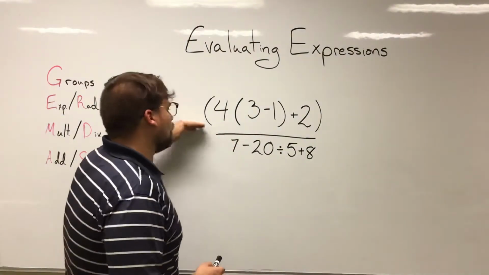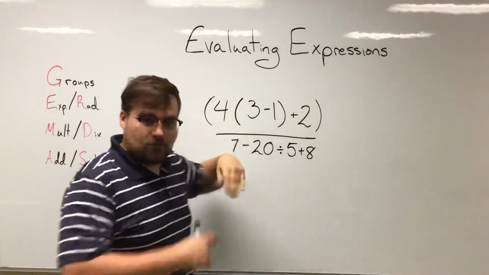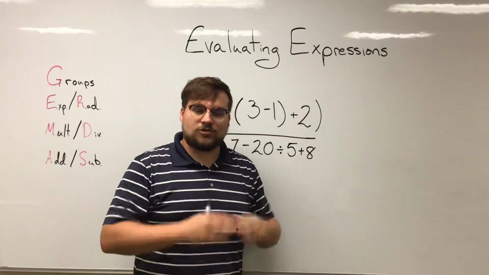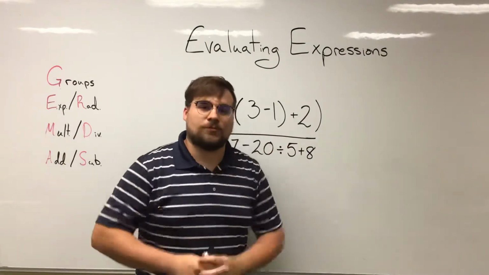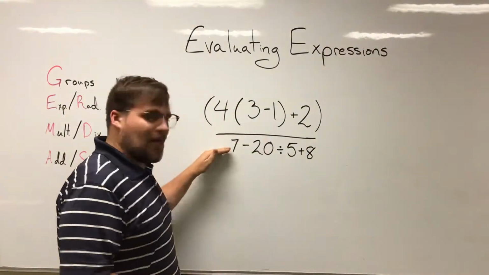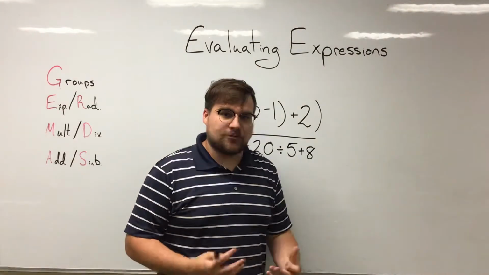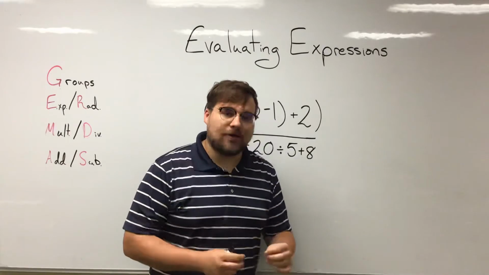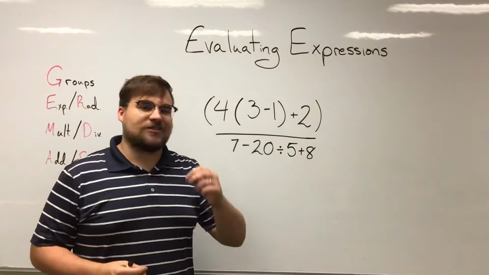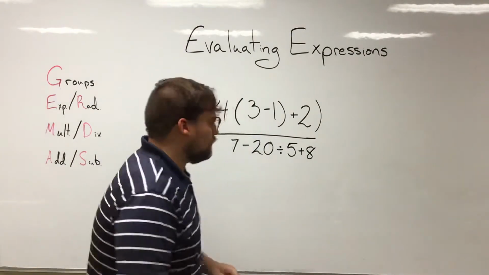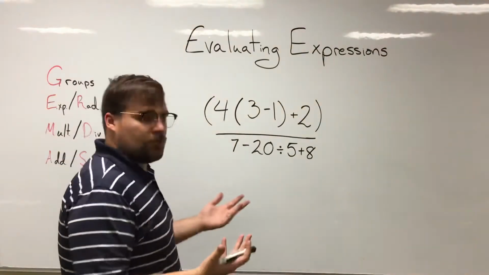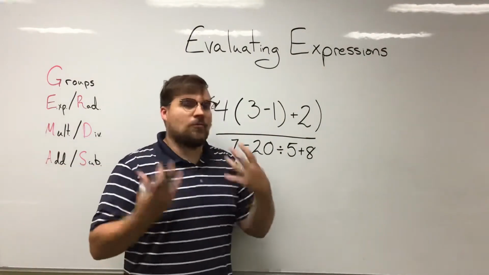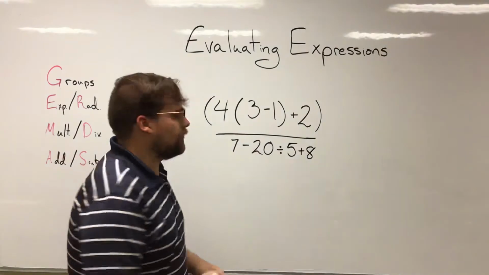You want to solve the numerator or the top part of the fraction. Solve that whole expression as one group. And then you want to solve the bottom half of the fraction, or the denominator, as another group. You'll follow order of operations with each one, but you're going to solve them separately. So let's follow order of operations and actually put what I'm talking about into practice.